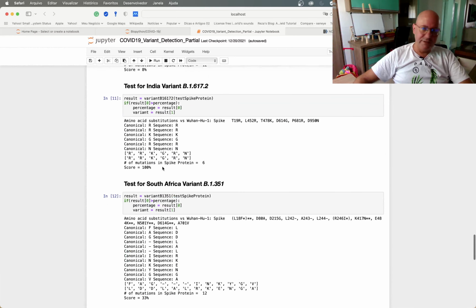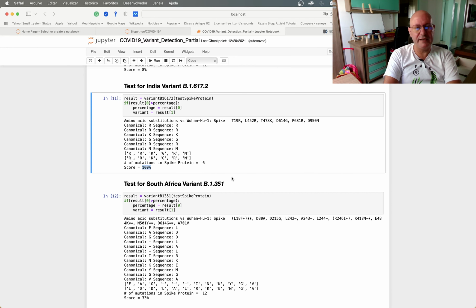So if you get 100% in biology, it's not an exact science like computation or mathematics, but you can surely indicate it's a Delta variant. And in fact, when I picked it from there randomly, it was written in the other column in front of it that it was the India variant. That's it, guys. That's how you can use Biopython to detect variants of coronavirus.